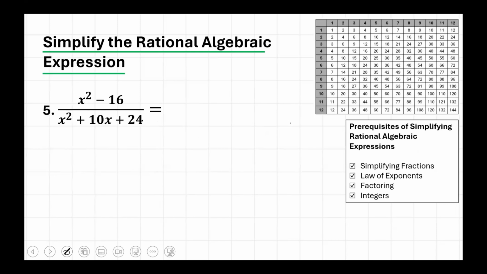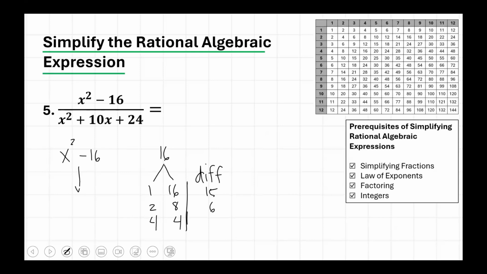For question number 5, here you need to revisit your factoring of trinomials or factoring of difference of two squares. For the numerator, we're going to factor this out using the factors of 16. Minus 16, find the factors of it. 1 times 16, 2 times 8, 4 times 4. Since there is no middle term here, we need to make sure that the difference is 0. So 16 minus 1, 15. 8 minus 2, 6. 4 minus 4 is 0.